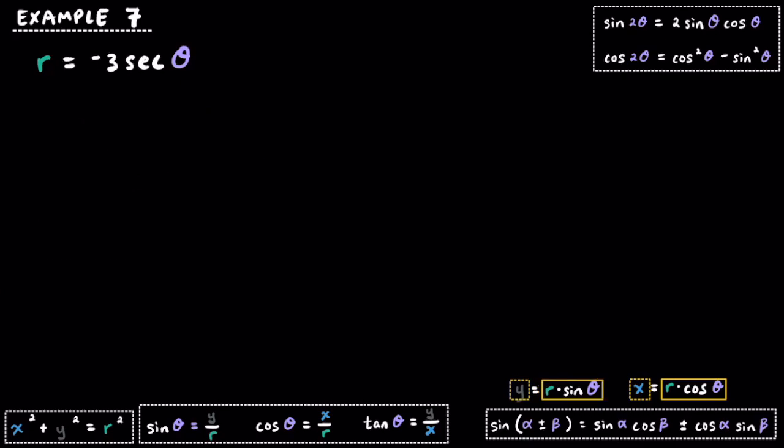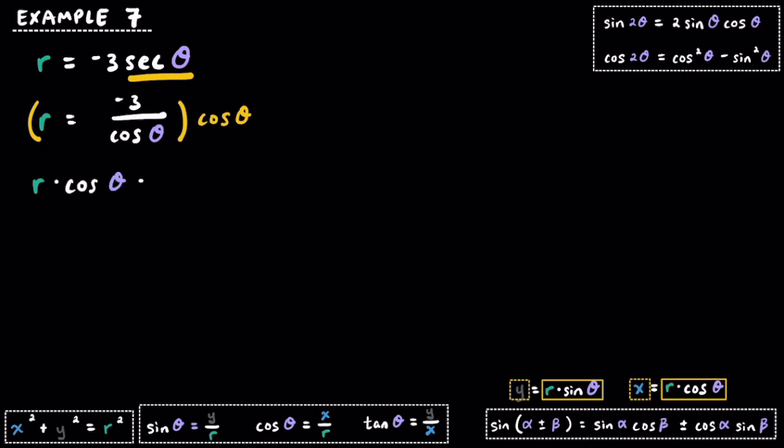For example 7, let's try the equation r is equal to negative 3 times secant of theta. Secant of theta is the reciprocal of cosine of theta, so we can rewrite this as r is equal to negative 3 over cosine of theta. Multiplying both sides by cosine of theta, on the left side we're just going to have r times cosine of theta, and on the right side we're going to see that those cosine of thetas cancel, and we'll just be left with negative 3.